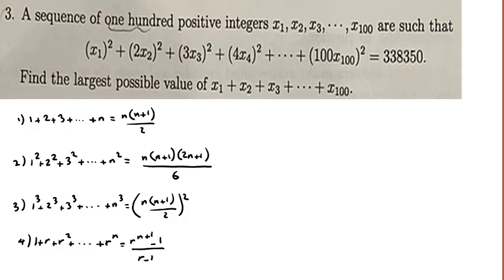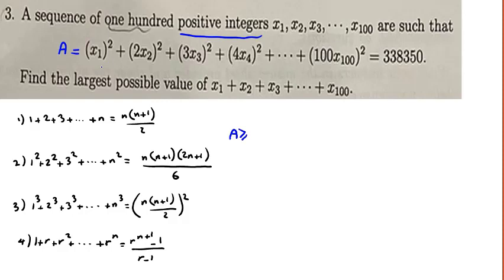So, a sequence of 100 positive integers, x1 to x100, are such that we have this. Find the largest possible value of this. Okay, so let's consider this A. So we can say what? A, x1 squared, x1 is at least 1. All of them are at least 1.